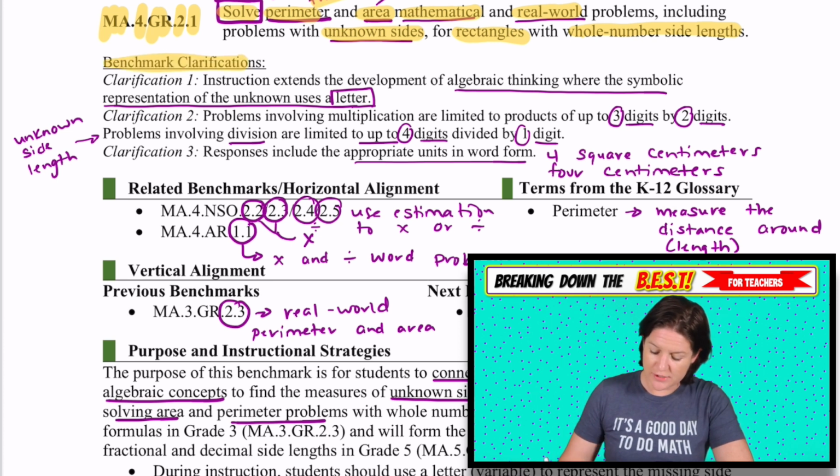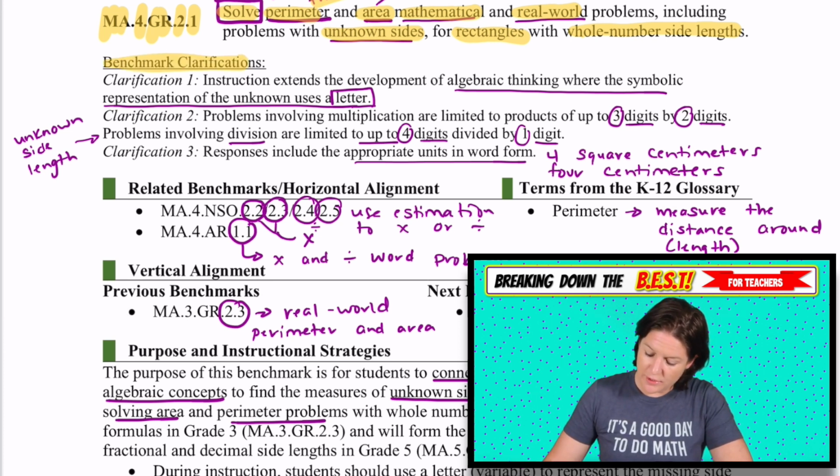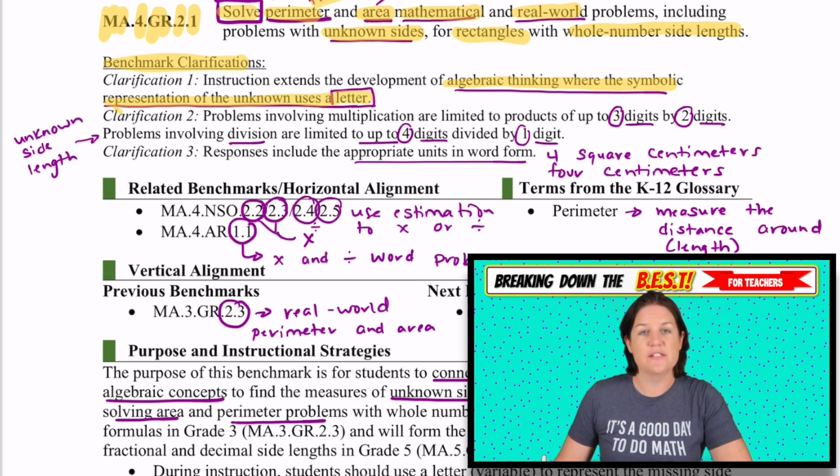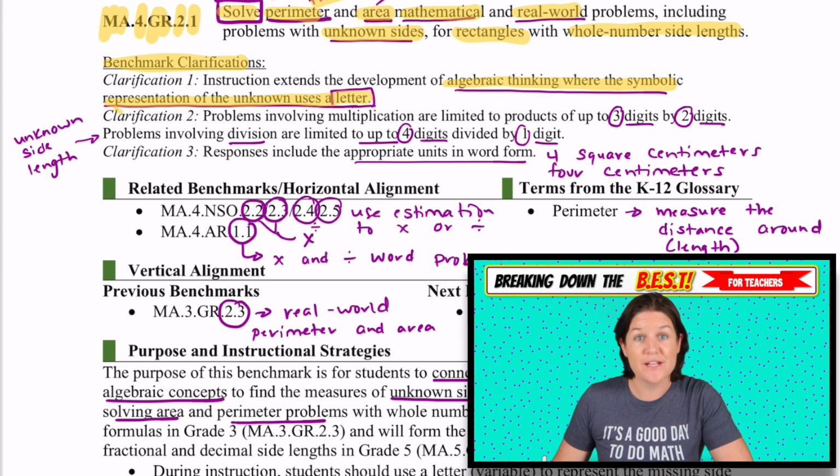Some benchmark clarifications that we need to know. First of all, this instruction extends the development of algebraic thinking where symbolic representation of the unknown uses a letter. Just a fancy way of saying there's going to be letters as the unknown.